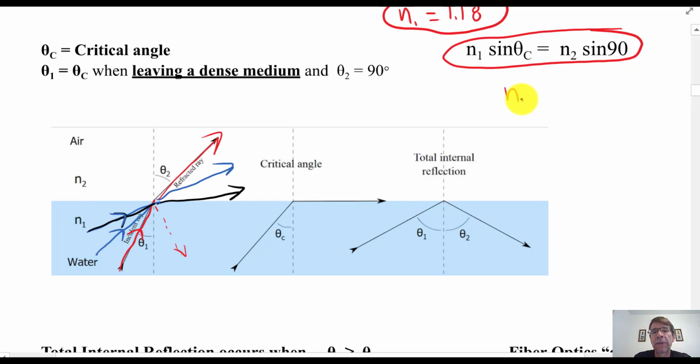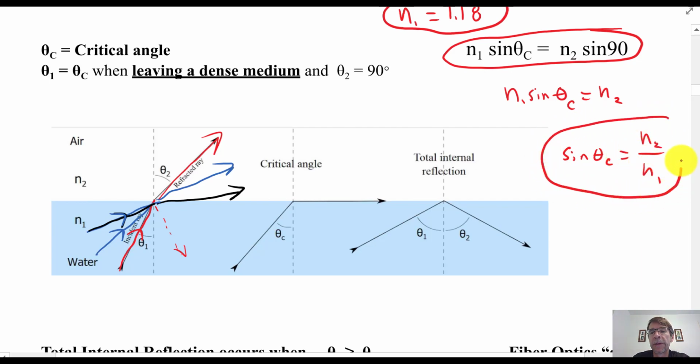So you get n sub 1 sine theta critical equals n sub 2. The sine of 90 cancels out. The way this is usually written, though, is the sine of theta critical equals n sub 2 over n sub 1. It's called the critical angle formula. Make sure you circle that, maybe put a star by it.